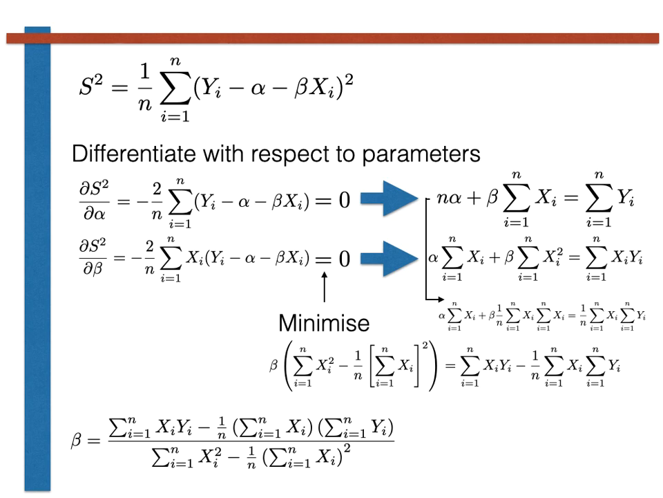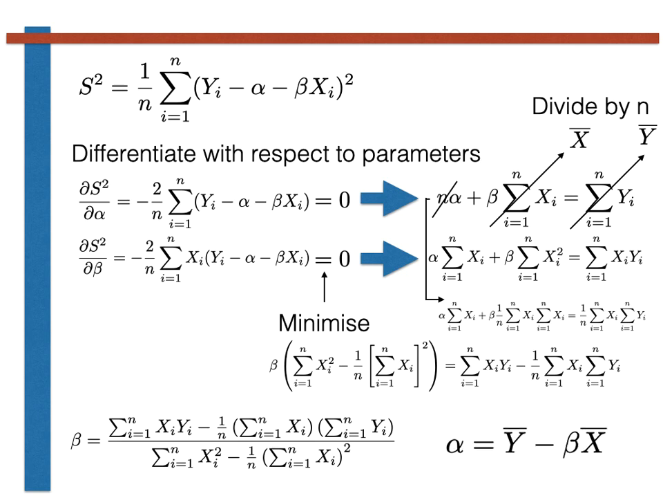To get the estimator for alpha, notice that if we divide all terms in this first expression by n, the n here cancels, while the sum over all x_i turns into an estimator for the mean of x, and the sum here turns into the sample mean for the random variable y. Once we have evaluated beta, we can thus calculate alpha by taking the following simple functions of the sample means of the two variables.